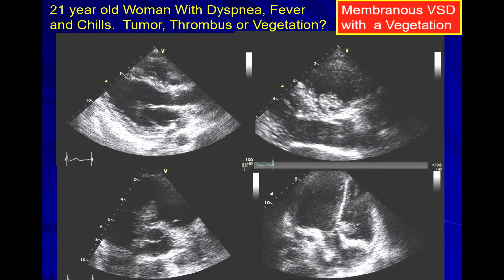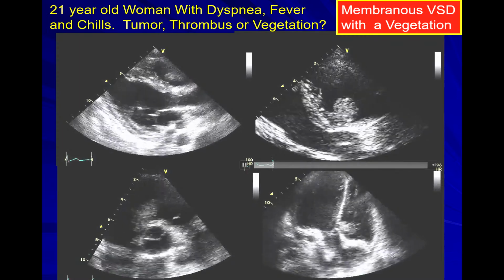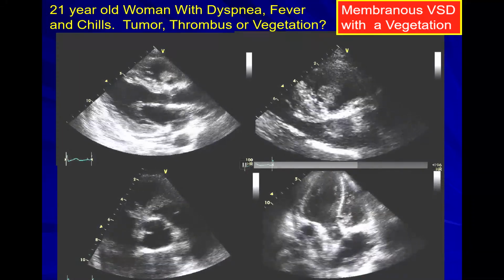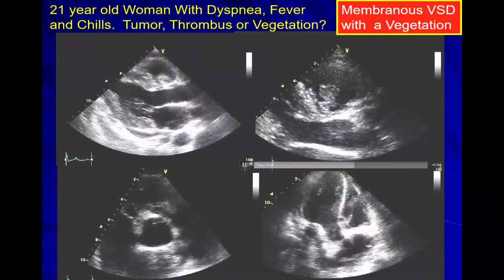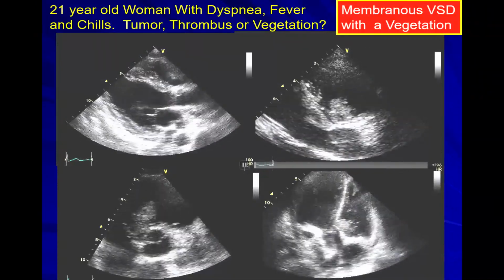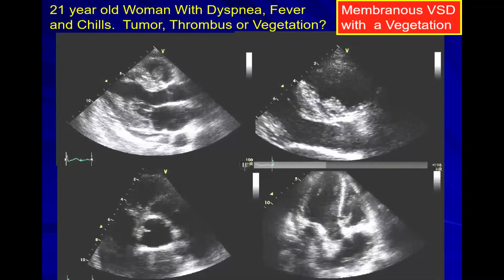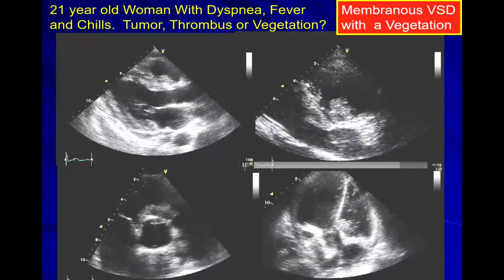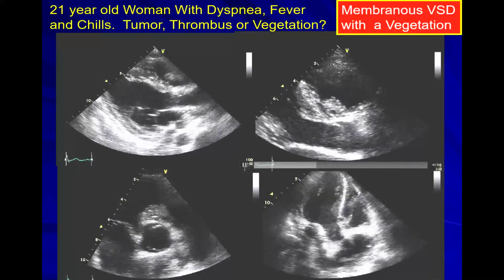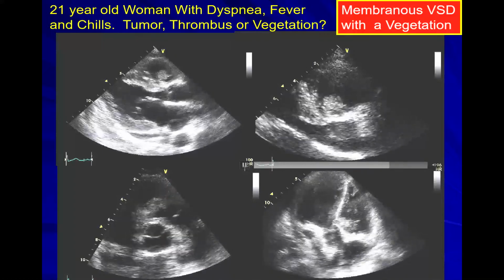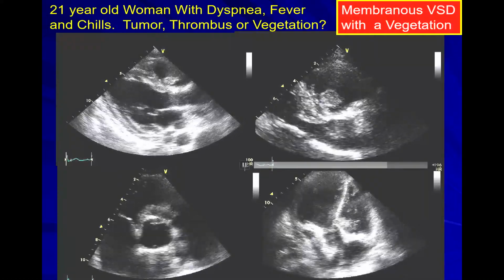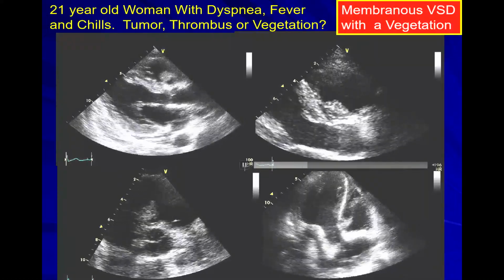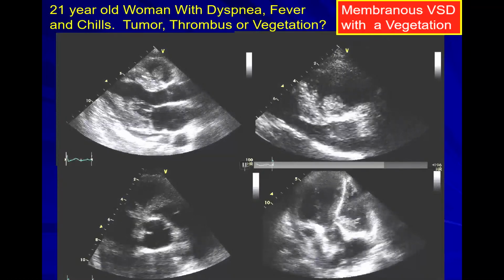So this is a 21-year-old patient that I took care of on our inpatient cardiology service. She came in with chills, fever, dyspnea, and you can see that there's a very mobile mass up there in the right ventricle. There's a blow up of that mass on the right upper panel. You can see it looks like it's attached to the membranous septum.